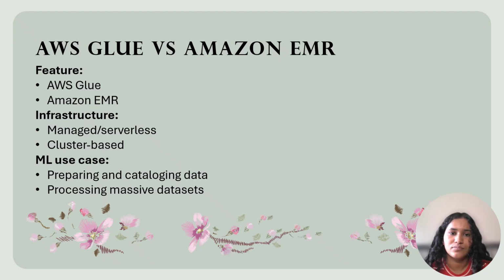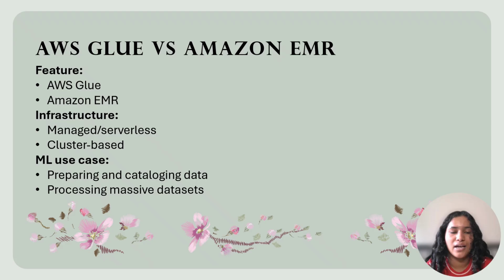The key difference lies in the infrastructure model. AWS Glue is a managed serverless service that simplifies ETL and data preparation, while Amazon EMR is a cluster-based platform designed for large-scale distributed data processing. Now let's see the machine learning use cases. AWS Glue is used for cleaning, preparing, and organizing data before model processing, whereas Amazon EMR is used when processing extremely large datasets or running complex machine learning analytics workloads across multiple machines.